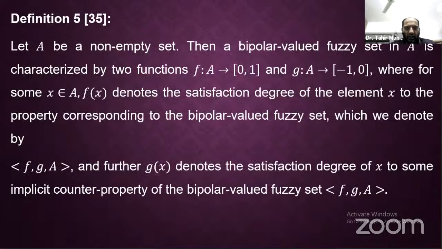Next, we have a definition of bipolar valued fuzzy set. Let A be a non-empty set, then a bipolar valued fuzzy set in A is characterized by two functions, f from A to the unit closed interval [0, 1] and g from A to the closed interval [-1, 0], where for some x belonging to A, f of x denotes the satisfaction degree of the element x to the property corresponding to the bipolar valued fuzzy set, which we denote by (f, g, A), and further g of x denotes the satisfaction degree of x to some implicit counter property of the bipolar valued fuzzy set (f, g, A).